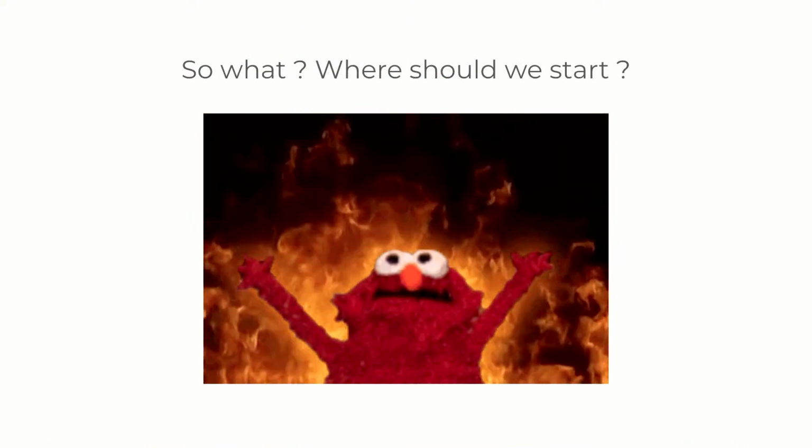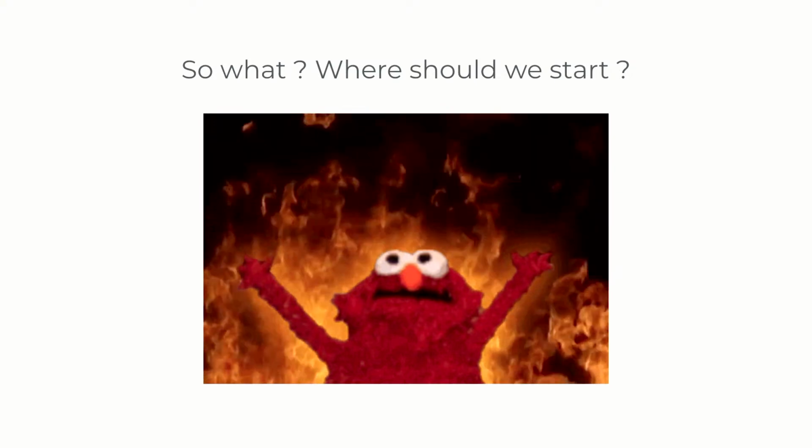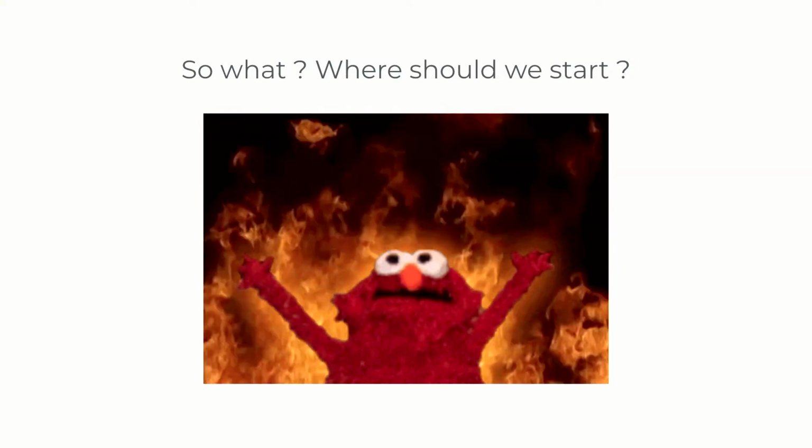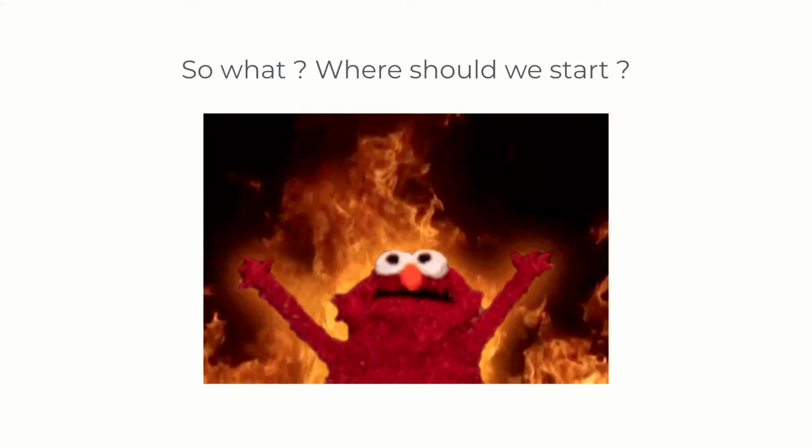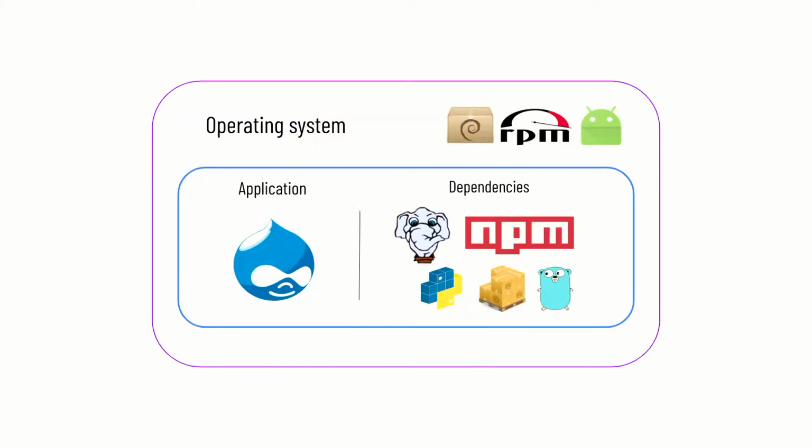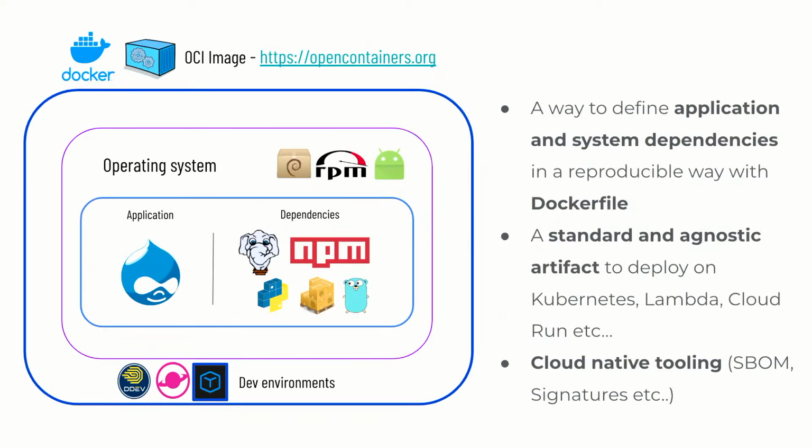Where should we start to improve our security practices, being more resilient, to detect attacks before they happen, this kind of stuff? I guess that the first step we have to do is to look at our application and all its dependencies, including the operating system, as a single unit of code. How can we achieve that? We can use some industry standard like OCI containers, so we don't have to reinvent the wheel.